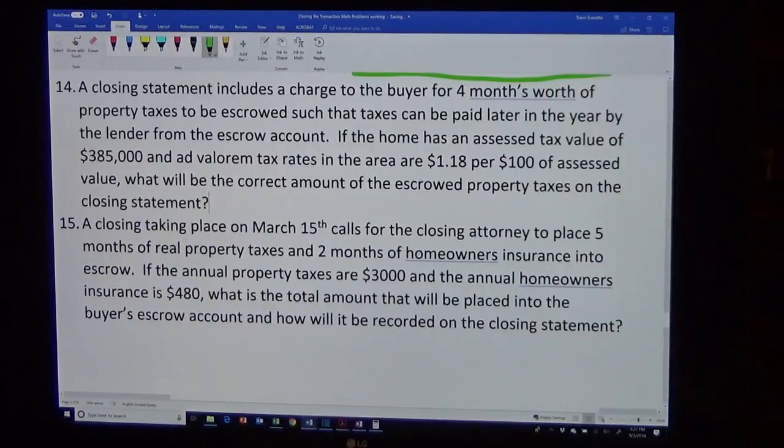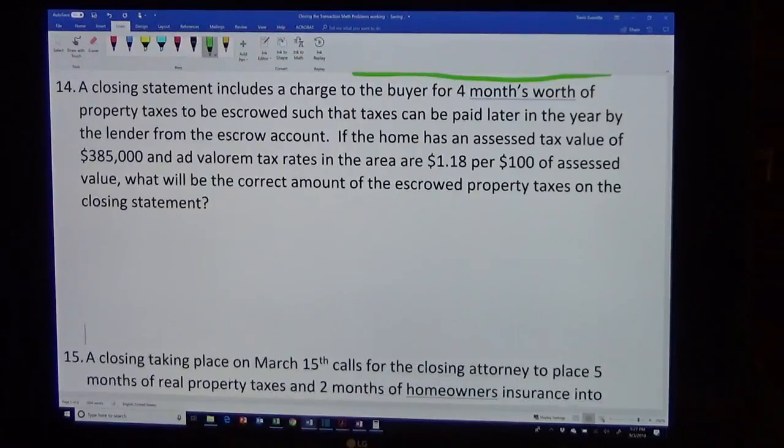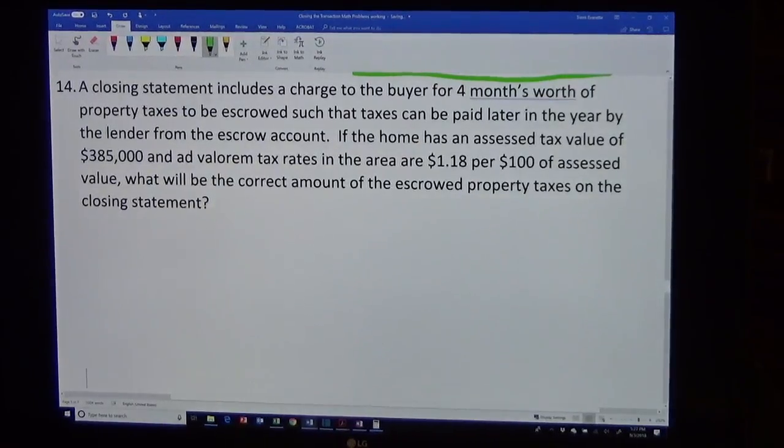Number 14 says a closing statement includes a charge to the buyer for 4 months worth of property taxes to be escrowed such that taxes can be paid later in the year by the lender from the escrow account. If the home has an assessed tax value of $385,000 and ad valorem tax rates in the area are $1.18 per 100, what will be the correct amount of the escrowed property taxes on the closing statement?